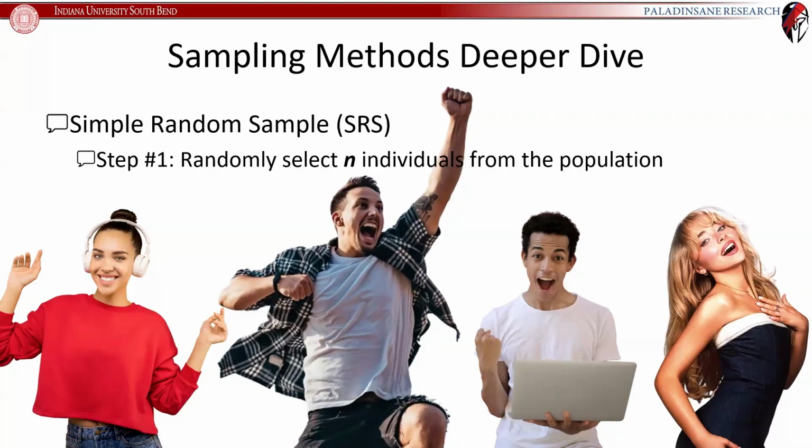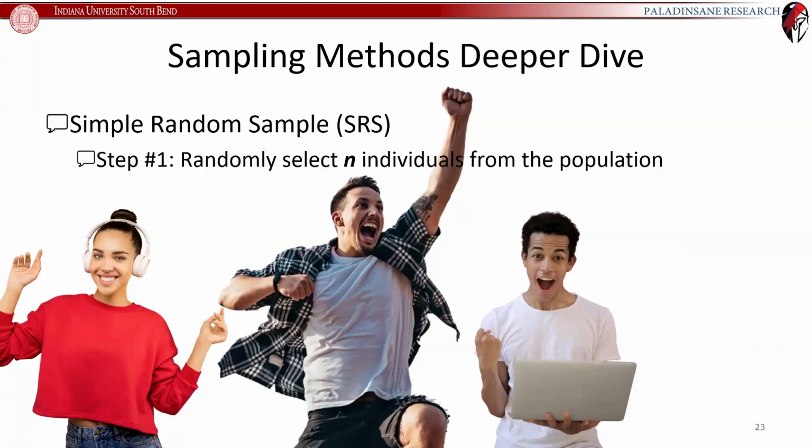Now, some of these might decide to participate. One of them is probably not going to. And this is a phenomenon known as non-response. So non-response occurs when an individual from the sample either can't be contacted or refuses to participate. So we're probably going to lose one of these individuals. But that is your simple random sample.